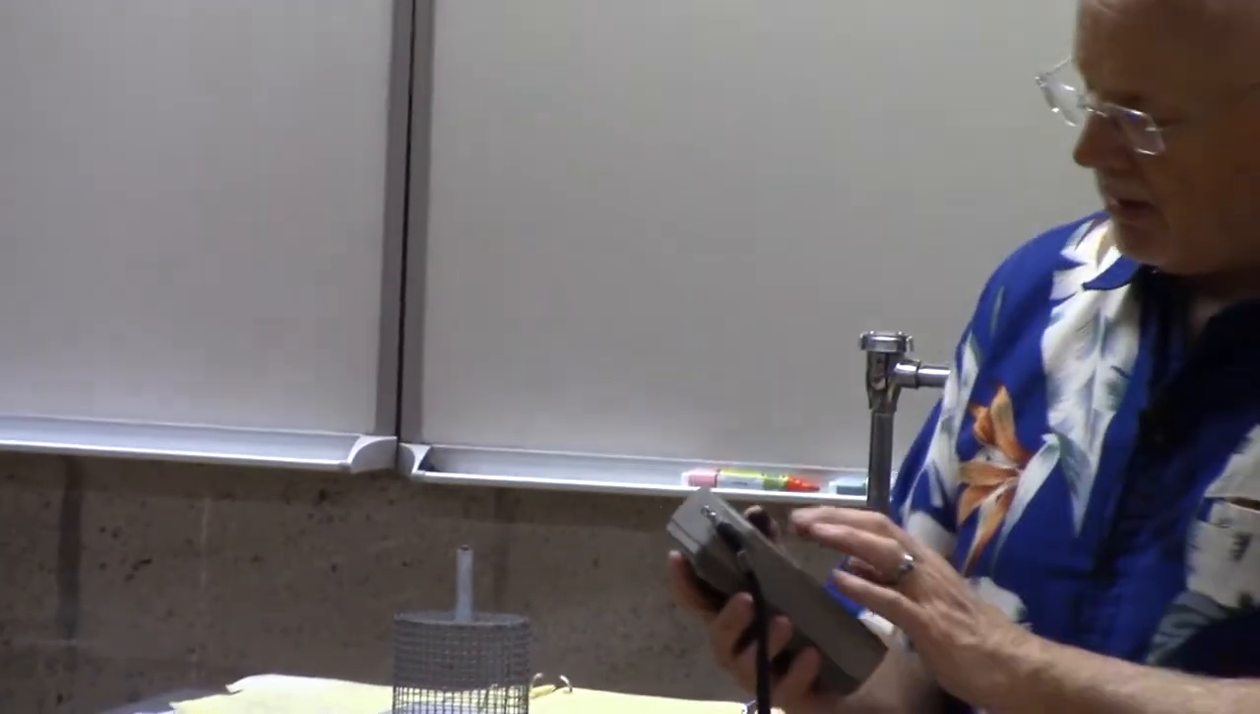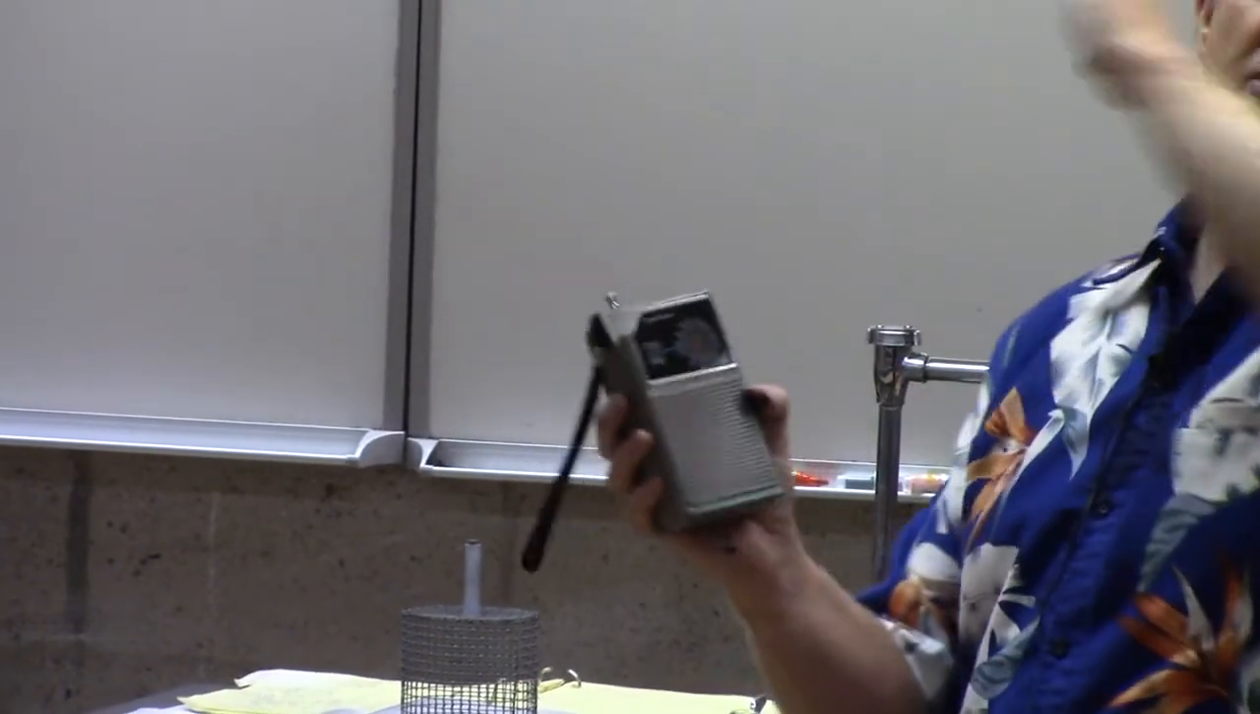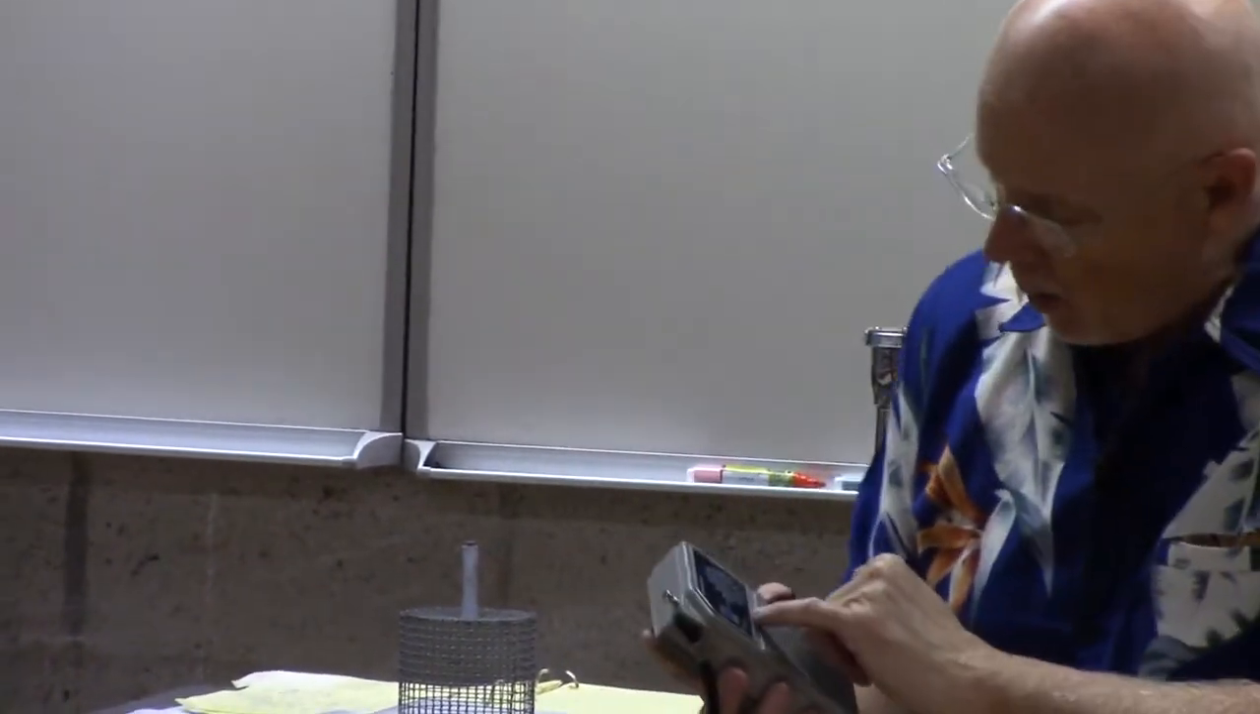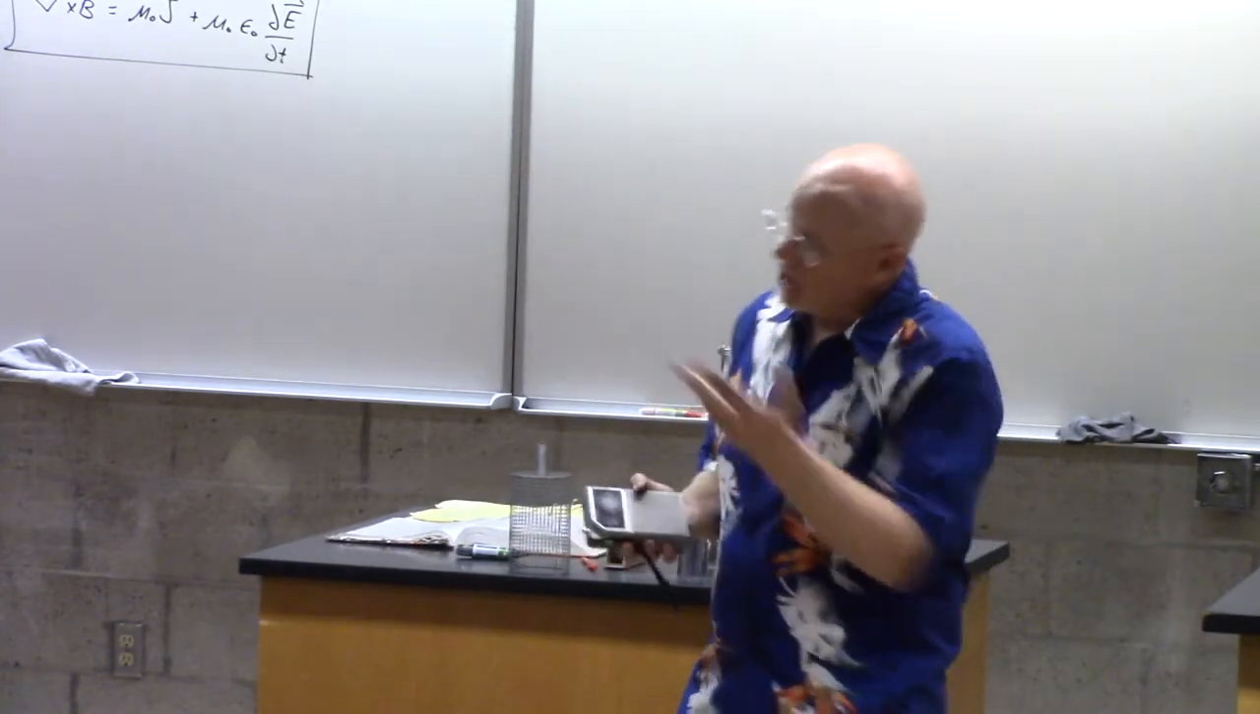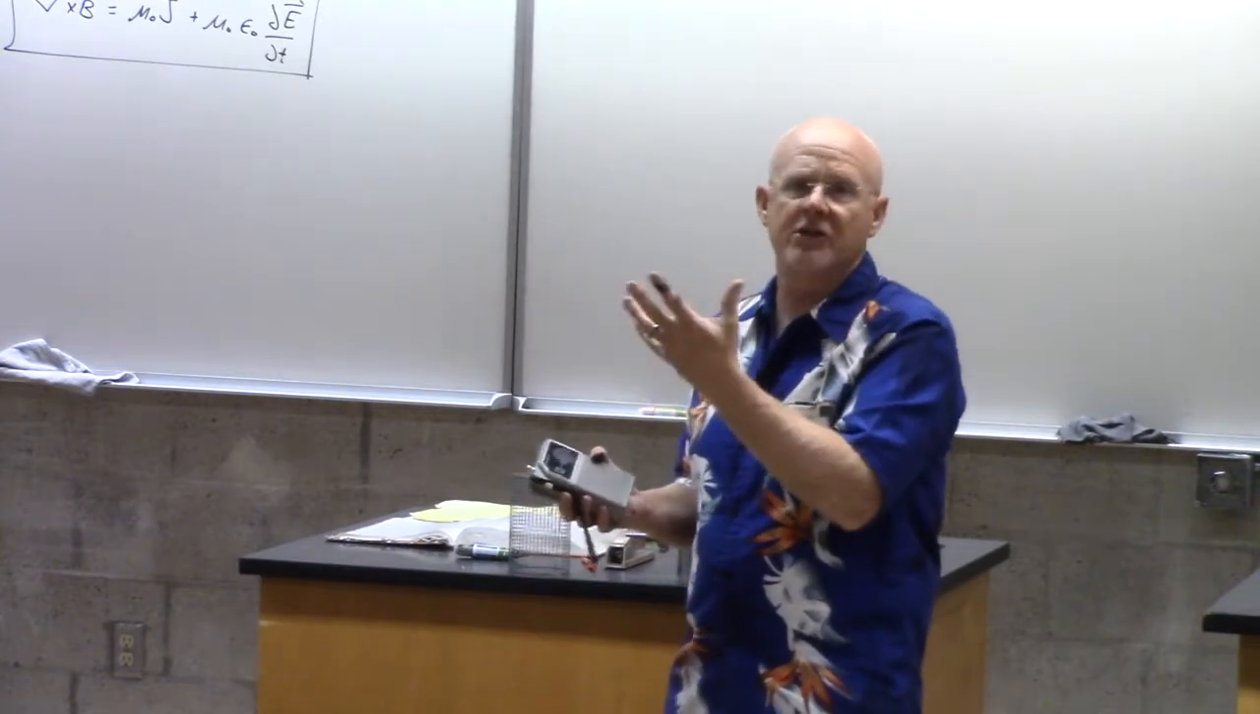Now, let me turn this receiver to a frequency that it is tuned to, and of course you don't hear anything, that's good. So there is no radio station in the area at about 1.2 megahertz. This little tuner is a filter that says, give me all the electric fields and magnetic fields that are vibrating at 1.2 megahertz. That's why you only hear one radio station at a time.